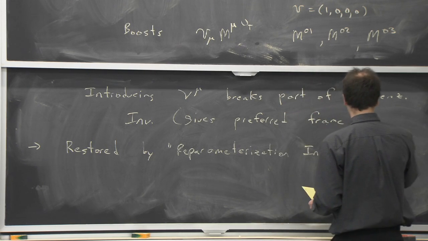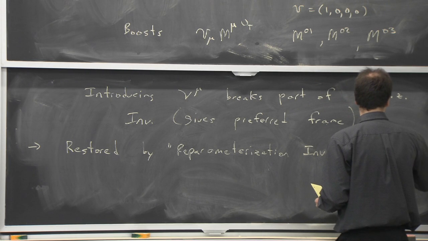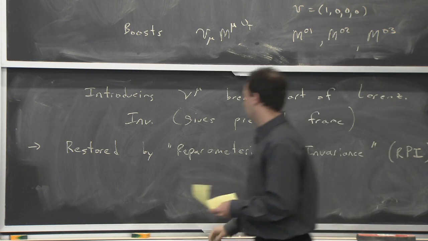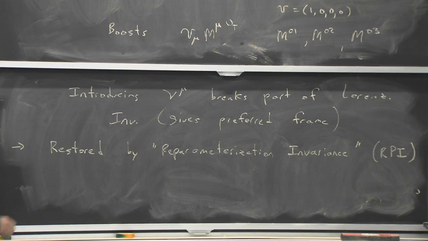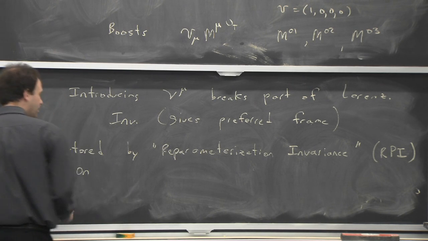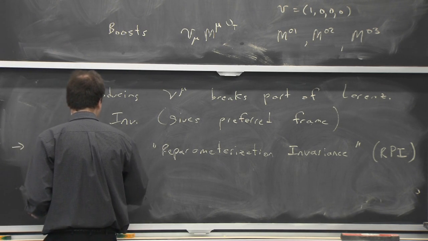And it's called reparameterization invariance, which I'll write once and then forevermore talk about as RPI, reparameterization invariance. And it's an additional symmetry that we have on V mu itself.